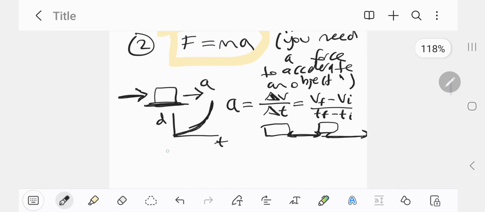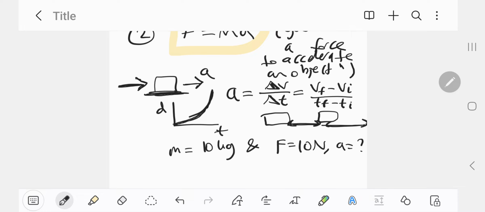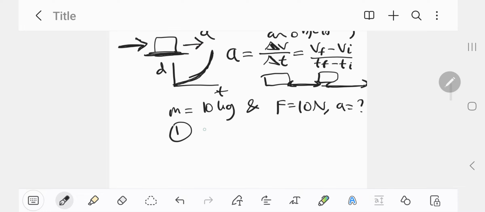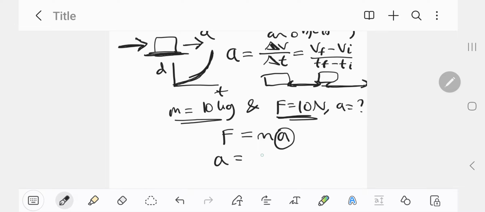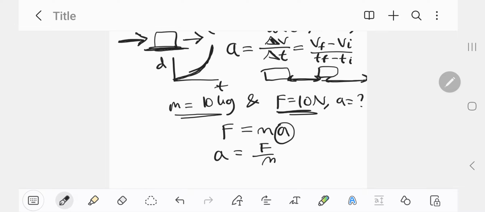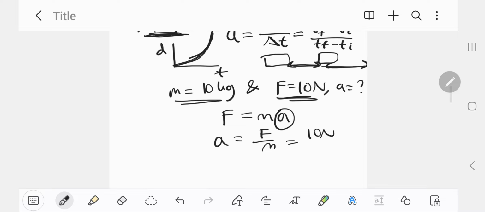Okay, suppose a mass weighs 10 kilograms, and I apply a force of 10 newtons. What's its acceleration? What am I given here? I'm given mass and I'm given force. Just do this quickly. So we need F equals ma to work out acceleration. So a is just F over m. Using algebra, 10 newtons divided by 10 kilograms, and that's 1 meter per second squared.